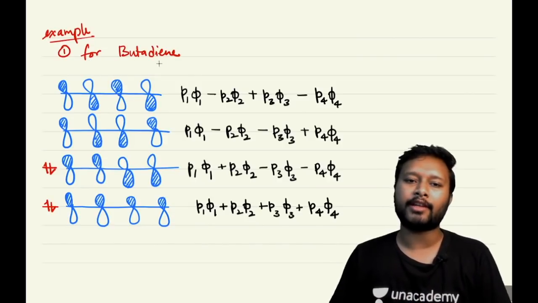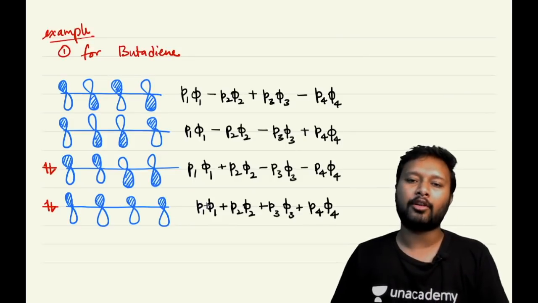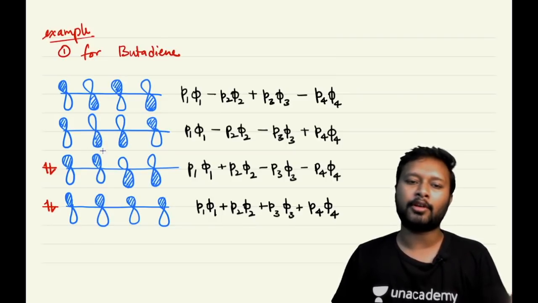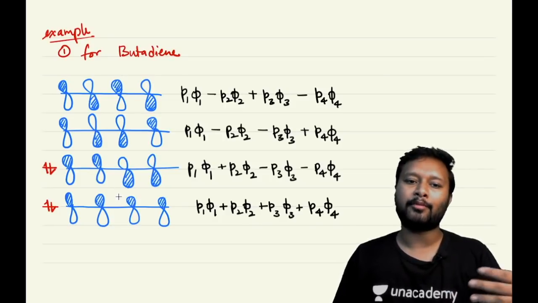Let's say I have taken the example of butadiene. In the question, they will ask what is the HOMO, or which of the following is the HOMO for a butadiene molecule. The molecular orbitals of butadiene will be drawn like this. You all know how to draw the molecular orbitals of butadiene. So this is how it will be drawn, looking at the number of nodes.